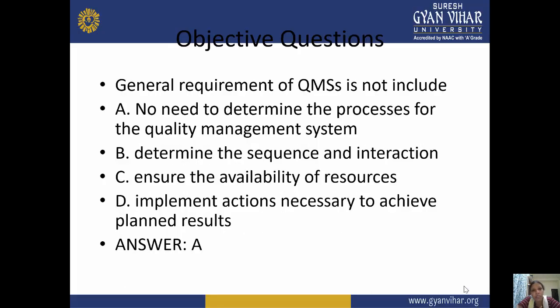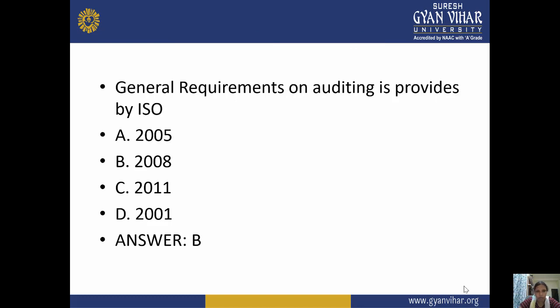Now, an objective question related to this part: which of the following is not included in the general requirements of QMS? No need to determine the processes for the quality management system; determine the sequence and interaction; ensure the availability of resources; implement actions necessary to achieve the planned results. So answer A is correct. That is, no need to determine the processes for the quality management system is not included.